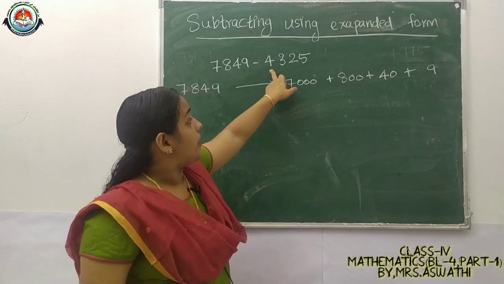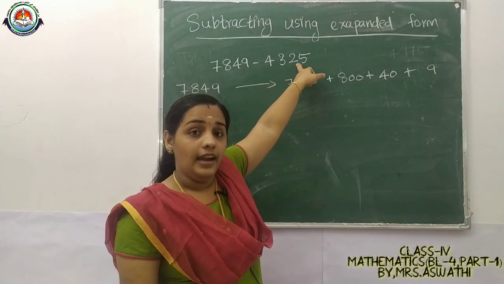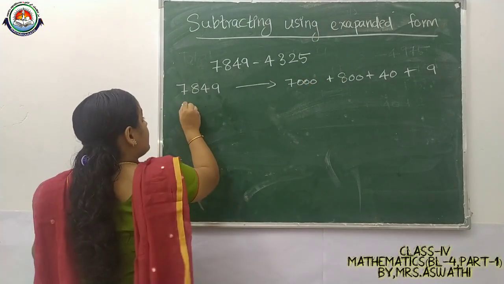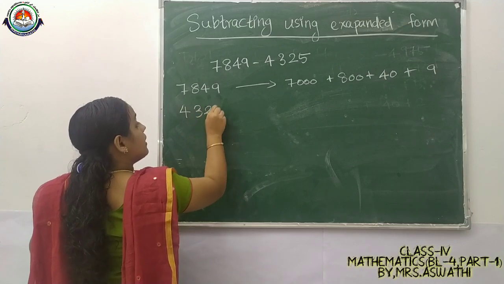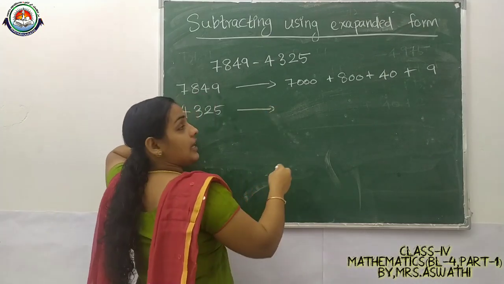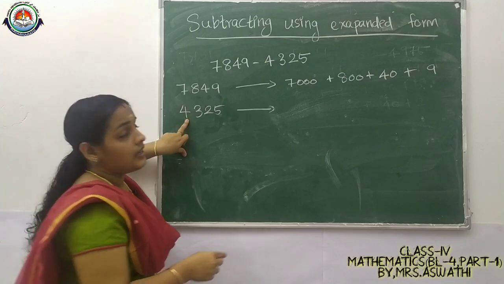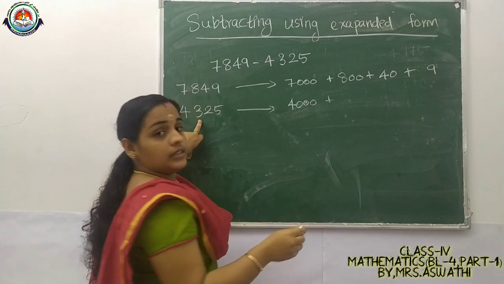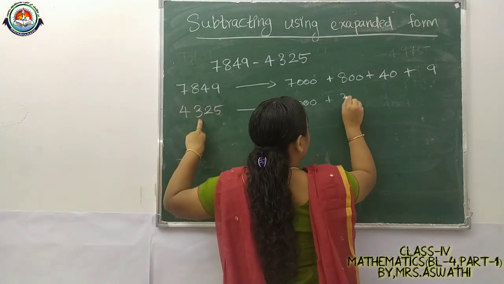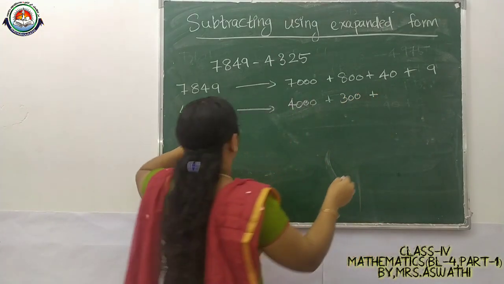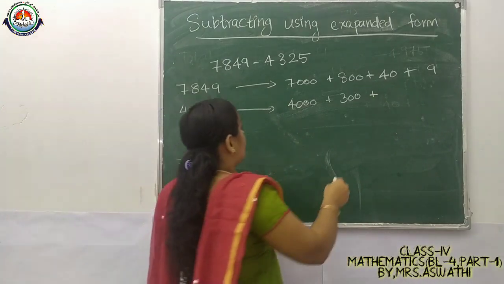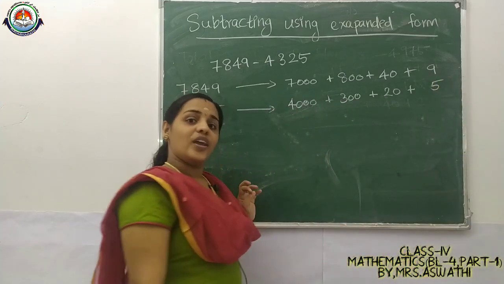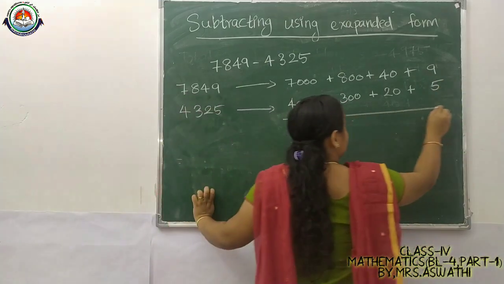Then which is the next number? 4325. So we write it in expanded form. How many thousands are here? Yes, 4000. Plus 300, plus 20, plus 5. Okay, now we can start subtracting.